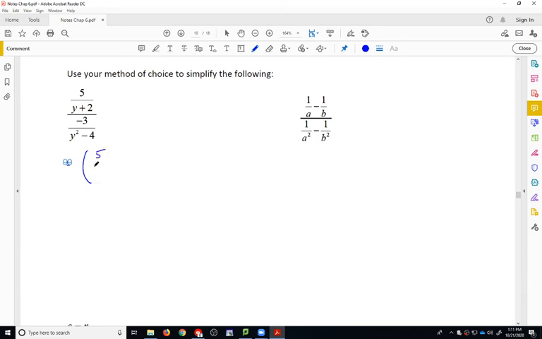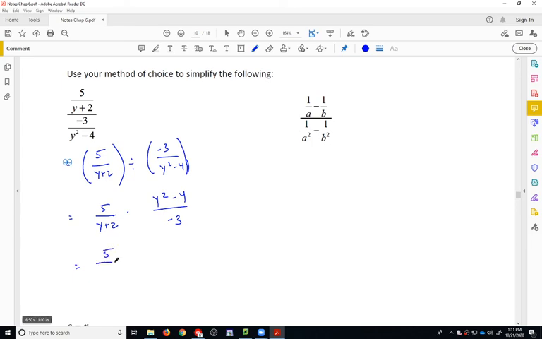So my first fraction is 5 over y plus 2 divided by negative 3 over y squared minus 4. Bigger bracket. Change it to a multiplication. Because I have just a fraction, I can flip my second fraction. And I can do y squared minus 4 over negative 3. Then hopefully you see the difference of squares. They pop up a lot. This would be a y minus 2 and a y plus 2 all over negative 3. Then y plus 2 divided by y plus 2 is gone, and I'm left with 5 times y minus 2 over negative 3.